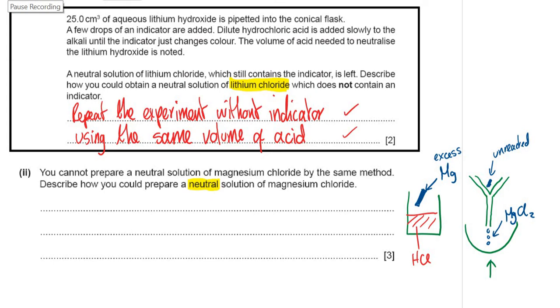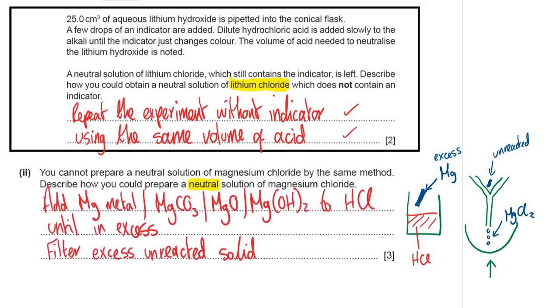The first mark is add magnesium metal to hydrochloric acid until no more dissolves, or add it in excess, and then filter to remove the unreacted solid. You don't have to use magnesium metal. You could use magnesium carbonate, magnesium oxide, or even magnesium hydroxide. Any of those would react with the hydrochloric acid to make the salt magnesium chloride.